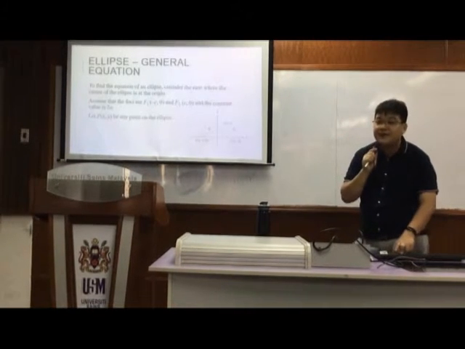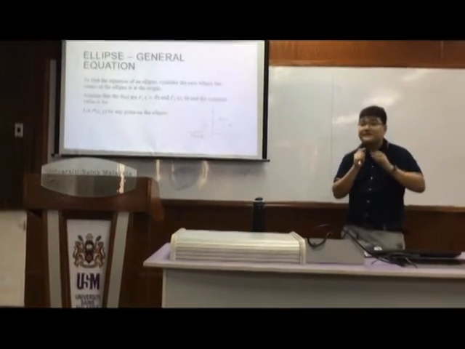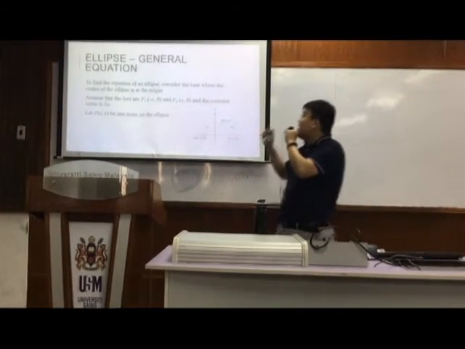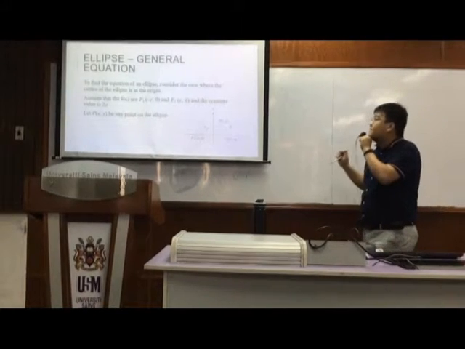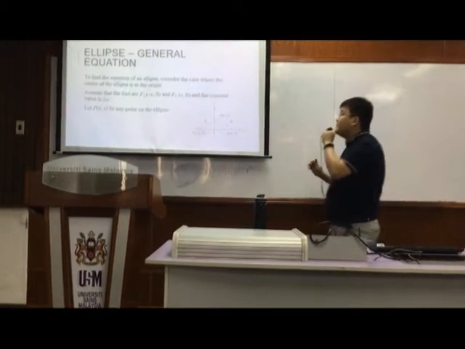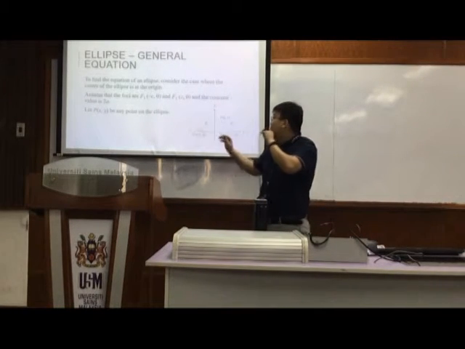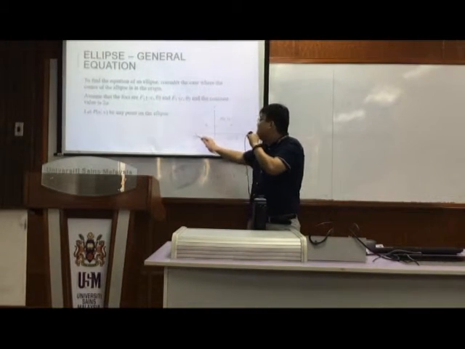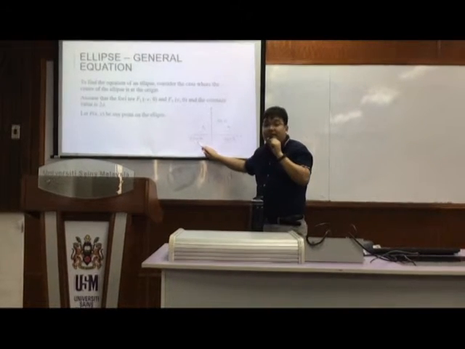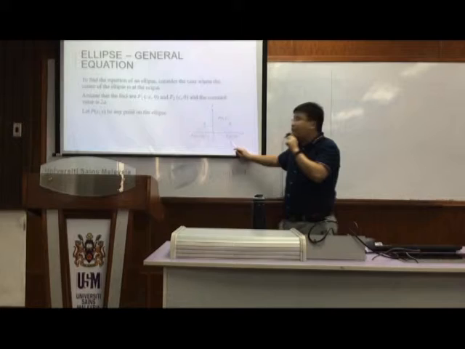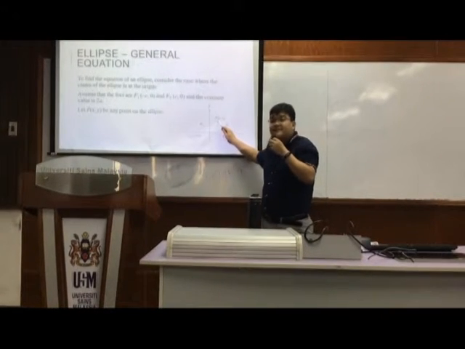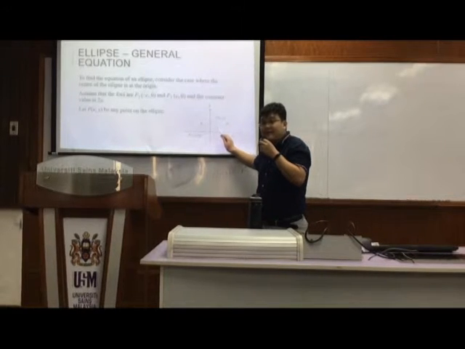Okay, so now we have discussed and defined what an ellipse is. Now we are going to solve for the general equation of an ellipse. To find the equation of an ellipse, consider the case where the center of the ellipse is at the origin. We consider the easy part first. So this will be the center. These will be the two foci, with F1 having coordinates (-c, 0) and F2 having coordinates (c, 0).